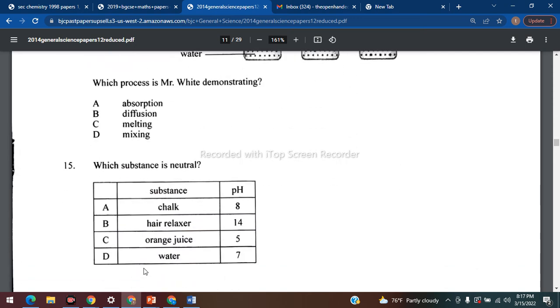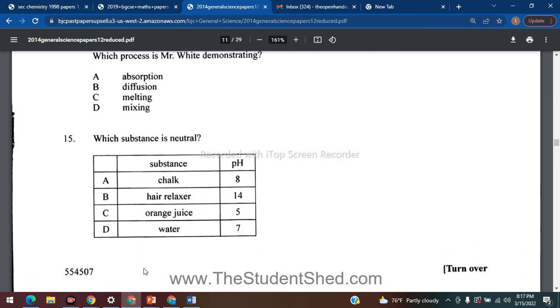Okay, next up is number 15. Which substance is neutral? The chalk has a pH of 8. The other has a pH of 14. The orange juice has a pH of 5. And the water has a pH of 7. So which substance is neutral? 7. Water. Yeah, neutral is a pH of 7.